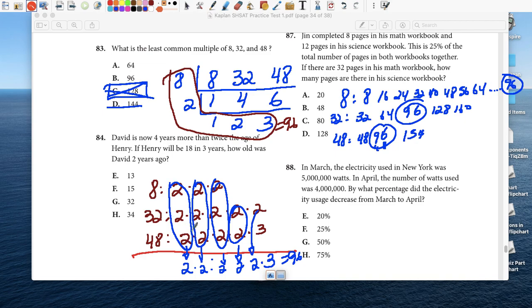So first you circle the ones that you have in common, and you bring them down, and then everything that's not in common also gets brought down. Okay, and then you multiply all of them, and you get 96. Okay, so 3 different methods.